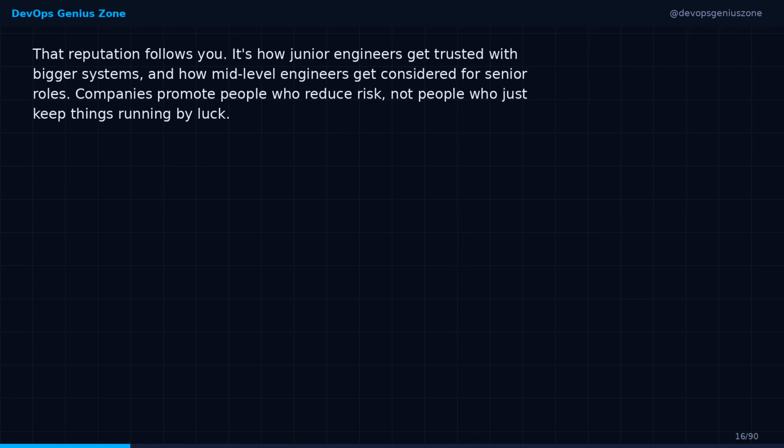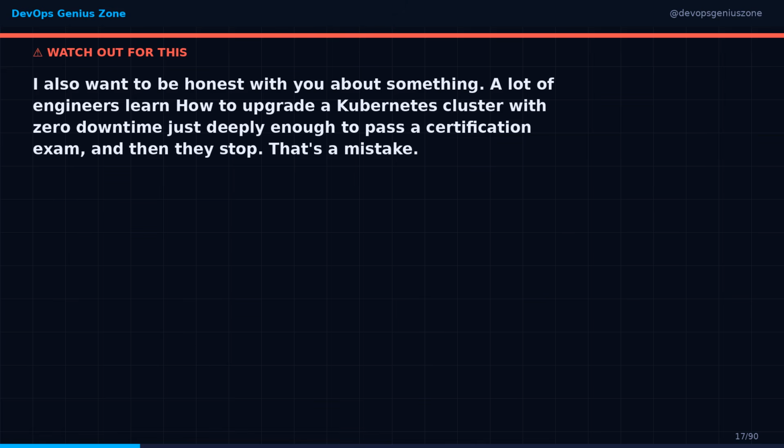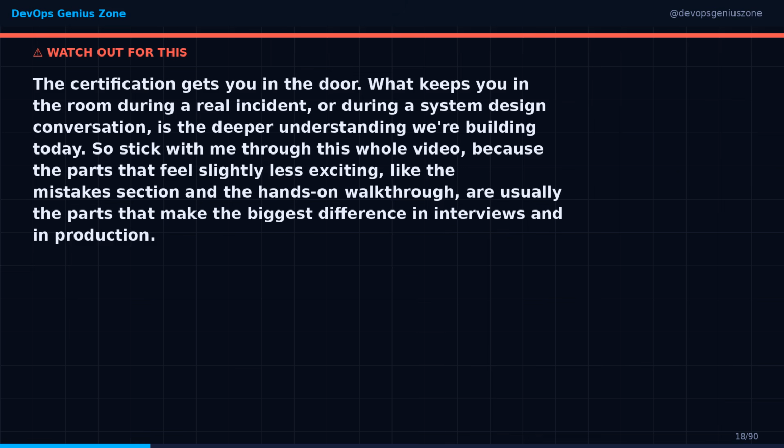I also want to be honest with you about something. A lot of engineers learn how to upgrade a Kubernetes cluster with zero downtime just deeply enough to pass a certification exam, and then they stop. That's a mistake. The certification gets you in the door. What keeps you in the room during a real incident, or during a system design conversation, is the deeper understanding we're building today. So stick with me through this whole video, because the parts that feel slightly less exciting, like the mistakes section and the hands-on walkthrough, are usually the parts that make the biggest difference in interviews and in production.